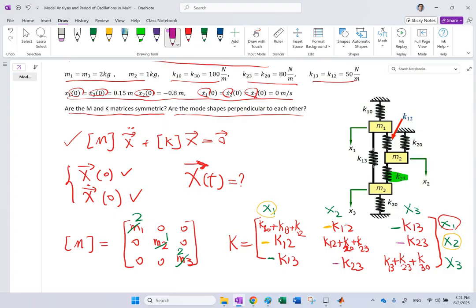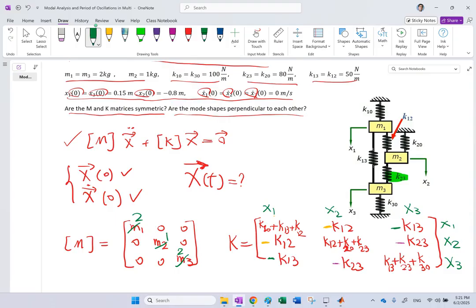There we go. This is my K matrix. So the diagonals are the sum of the K's that are attached to any mass. The off diagonals are, with the negative sign, the K's that are between those two motions.